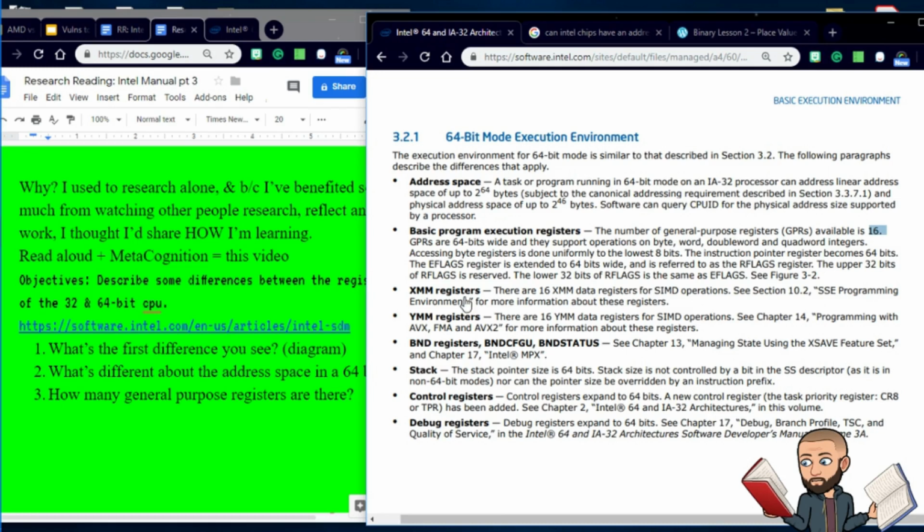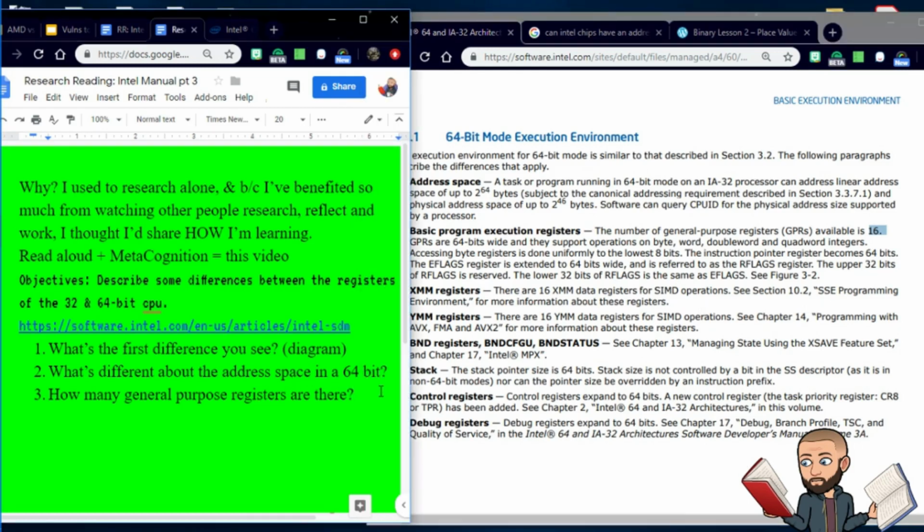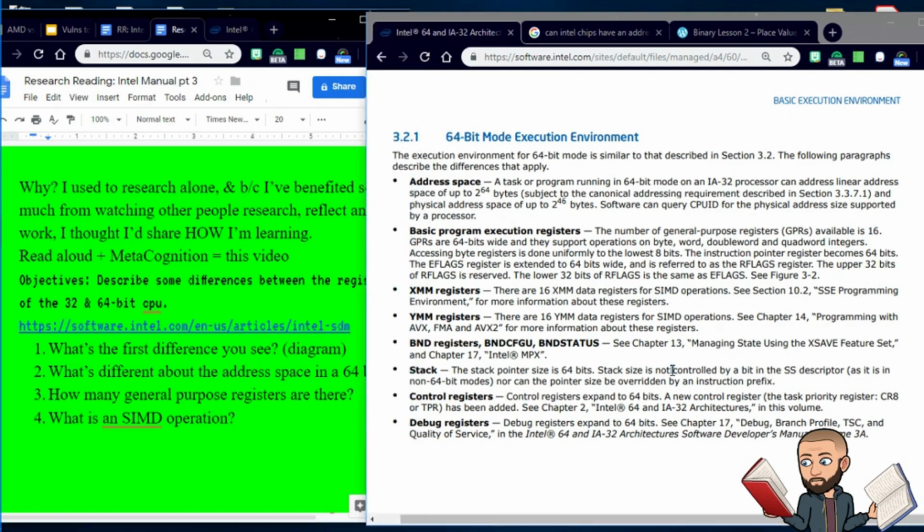Next up, XMM registers. There are 16 XMM data registers for SIMD operations, so see section 10.2, SSE programming environment, for more information about these registers. So that's just a question I do not know the answer to right now, and let's just write it down so hopefully I'll remember to answer it later. What is an SIMD operation?